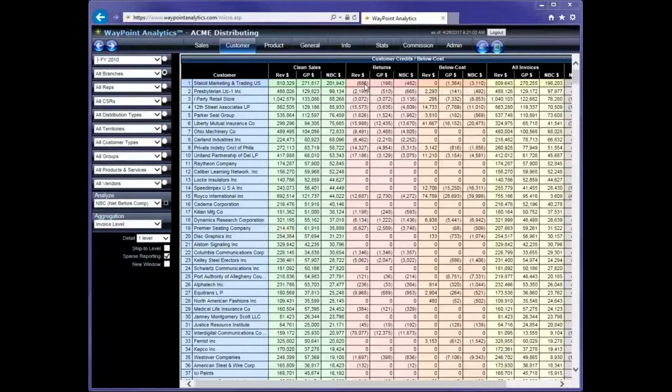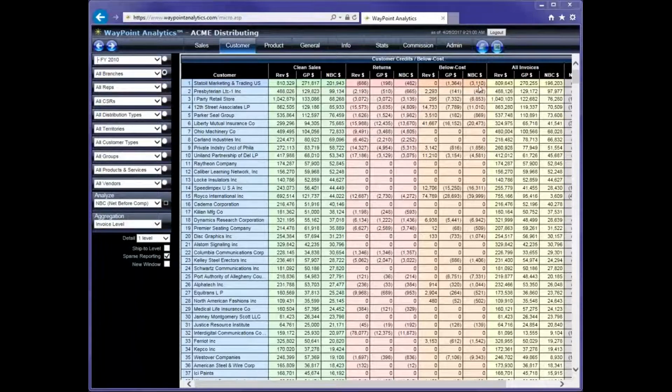Then we have a below cost section here where there's actually zero revenue for Statoil, but we have a negative gross profit, a reduction of gross profit of $1,364. We also have a reduction of NBC of $3,110. So then the net with the returns and the below cost sales, we have a net of $809,000 and so forth, due to returns and below cost.